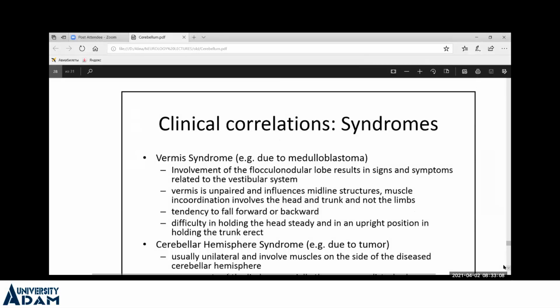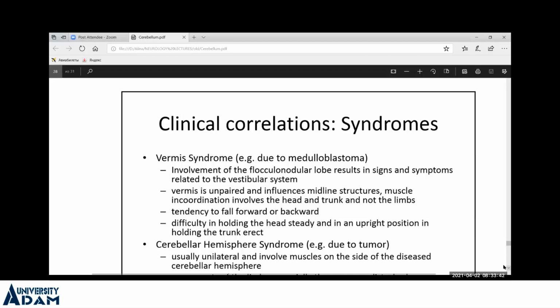So as you can see, we have different syndromes. Vermis syndrome, involvement of the flocculonodular lobe results in signs and symptoms related to the vestibular system. Vermis is unpaired and influences midline structures. Muscle incoordination involves the head and trunk and not the limbs. Why?